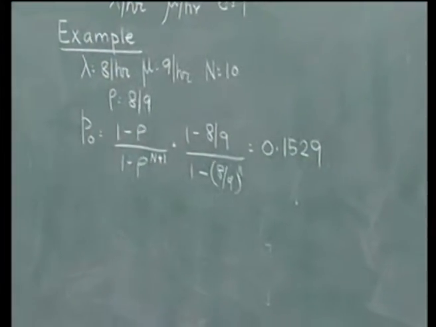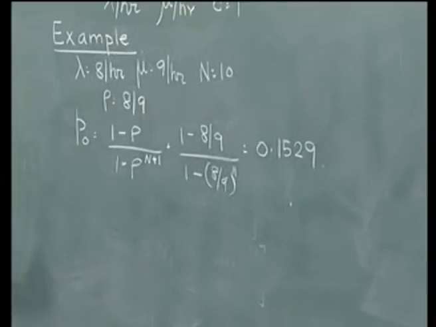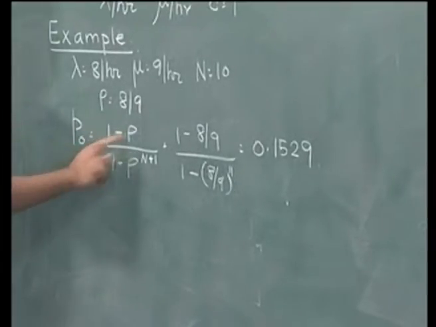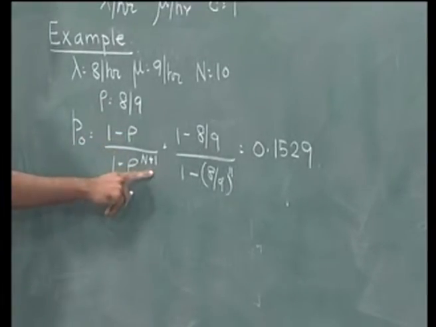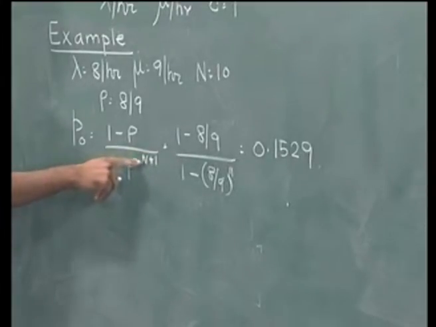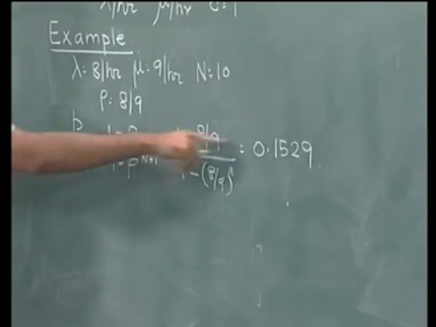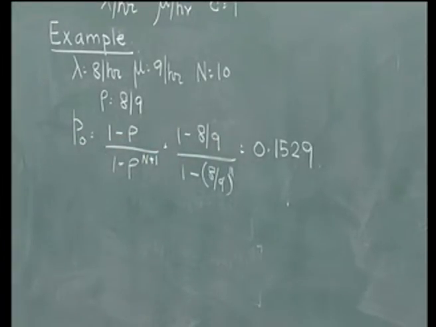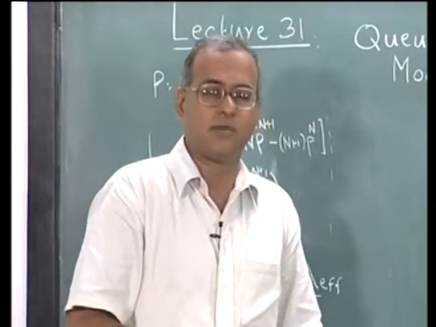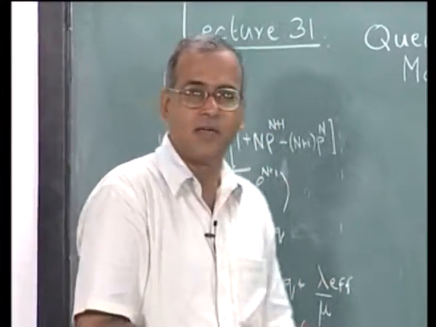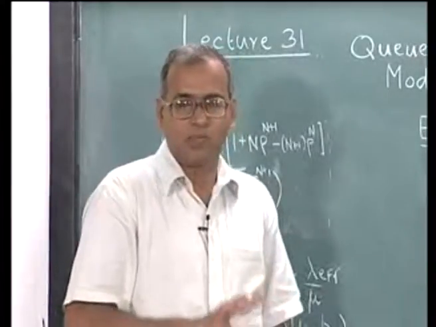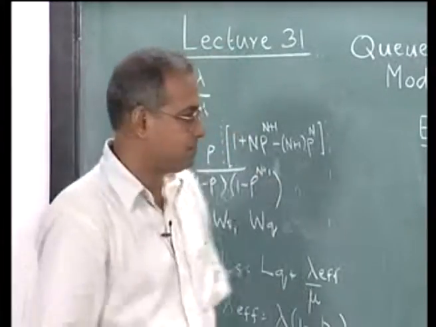the probability that there are 0 people in the system, given by (1 minus rho) by (1 minus rho to the power N plus 1). So, N is equal to 10, N plus 1 becomes 11, and this on computation gives 0.1529. So, this means that about 15% of the times this system will have 0 people in the system, or 15% of the times the server will be unutilized or idle.